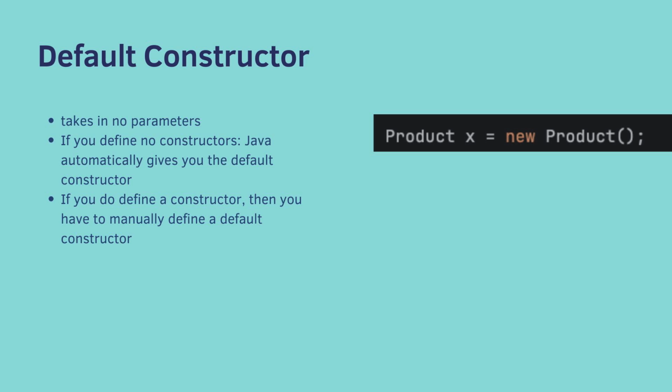Okay, let's talk about the default constructor really quickly. Like we mentioned, this takes in no parameters, but if you define no constructors like we did at the very beginning of the video, Java automatically gives you the default constructor. But if you do define a constructor, then you have to go back and manually add it.